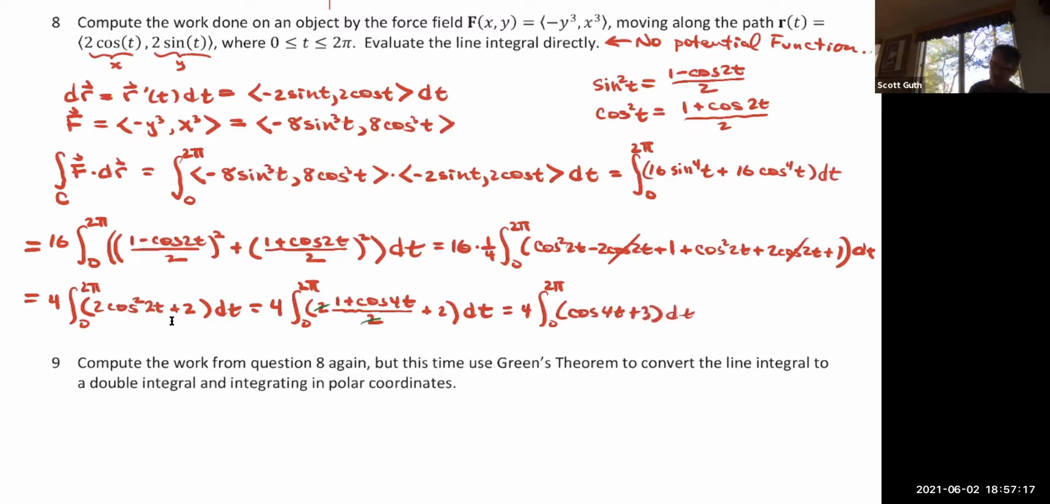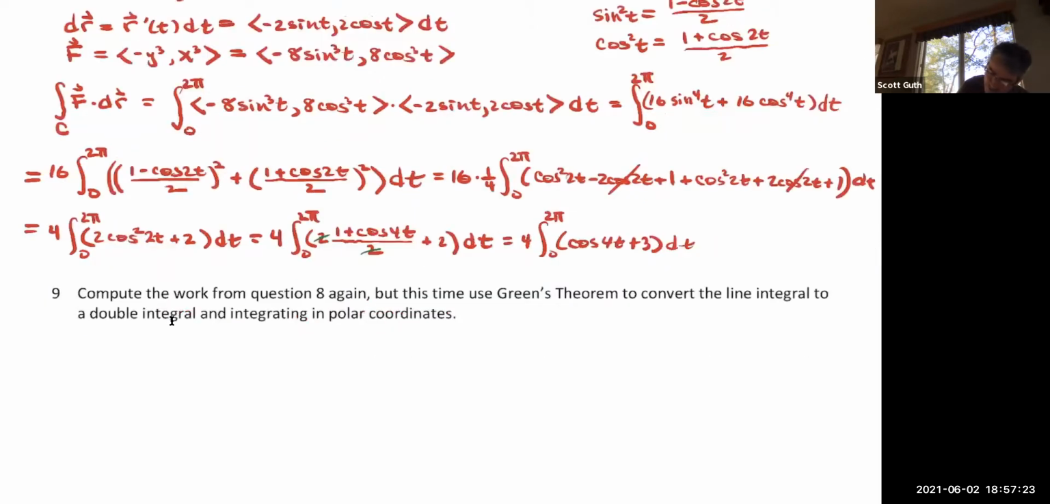And of course, the trig part's going to zero out. So anyway, you get 4, and then in front here, the antiderivative of cosine is sine, right? So you're going to have a 1/4 sine 4t plus 3t. And that's going to go from 0 to 2 pi.